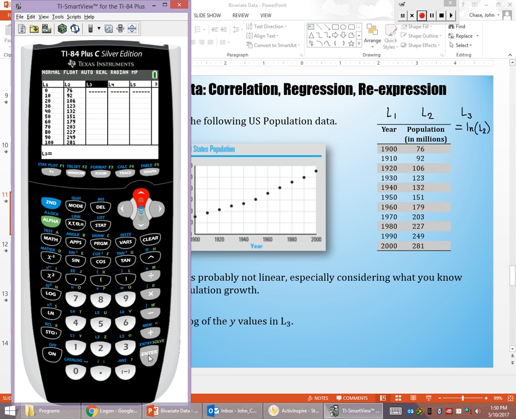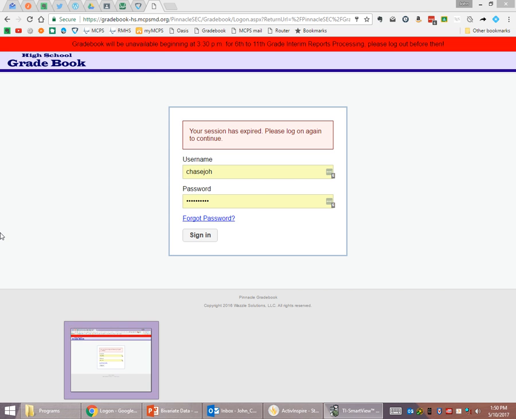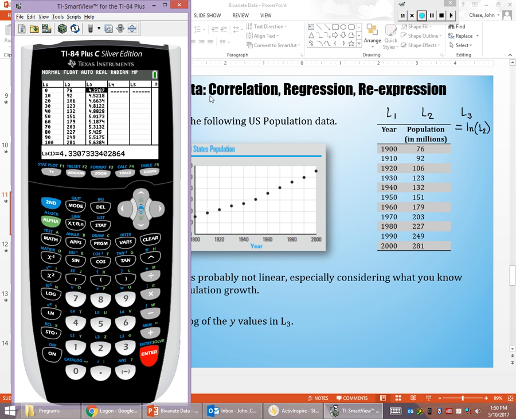Oh, you already have the data in there? You guys are so fast. All right, so now let's do L3. Go up, make sure it says L3, blink, blink, blink, right? Make sure it actually says L3 equals, blink, blink. And then I'm using the natural log. You can use log base 10 if you like. But ln L2, make that the definition. And do you get the same values in the final column that I do there? Again, I did the natural log of all those values.